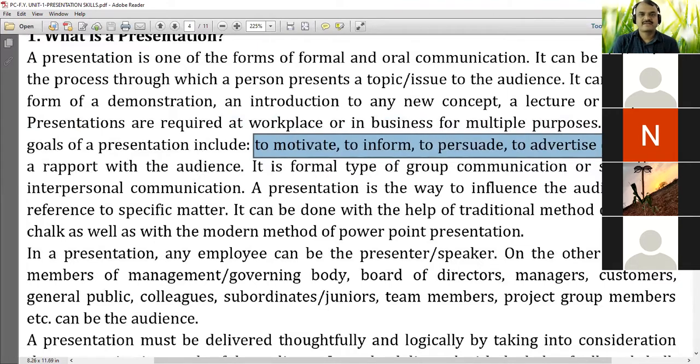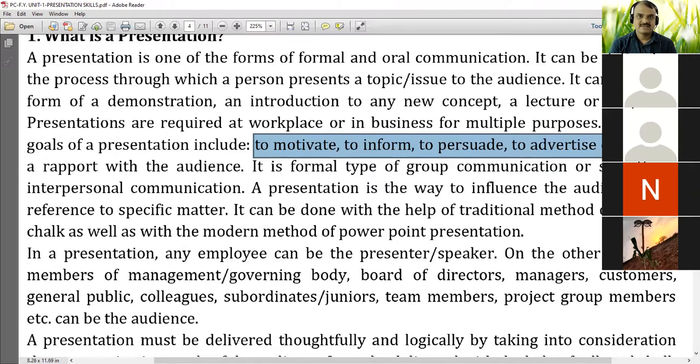To motivate. What do you mean by it? What is to motivate in Marathi? Correct. To give encouragement, or inspire, to encourage, right? Okay, we know that. Then you might ask, what is the relation between motivation and presentation?